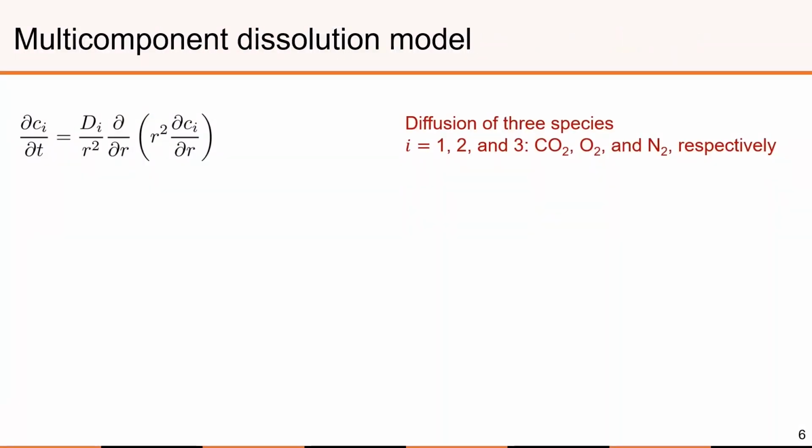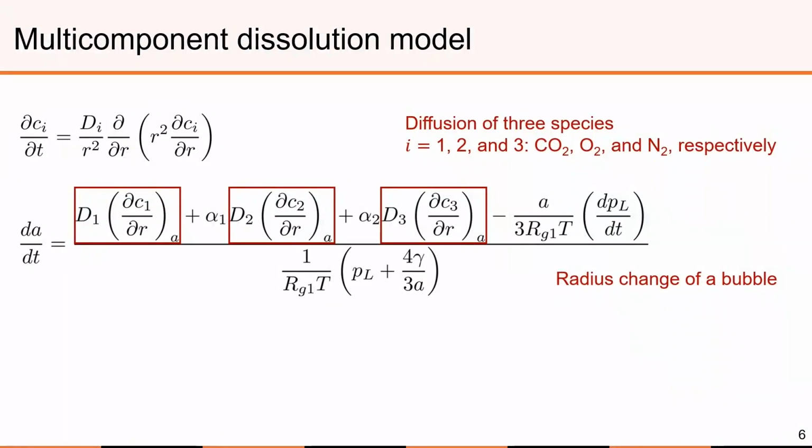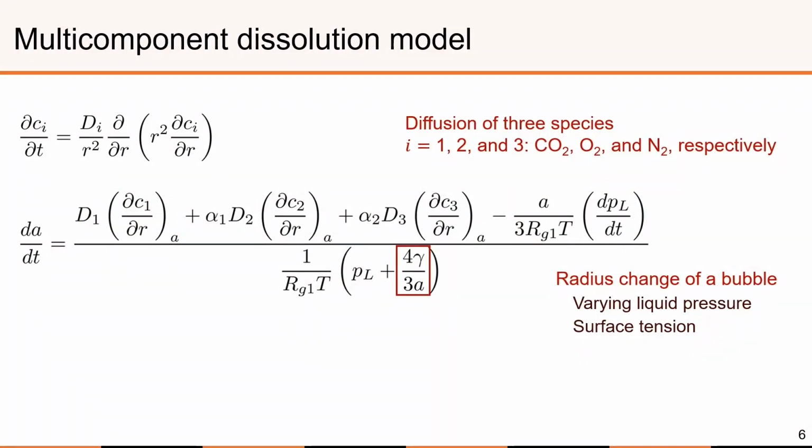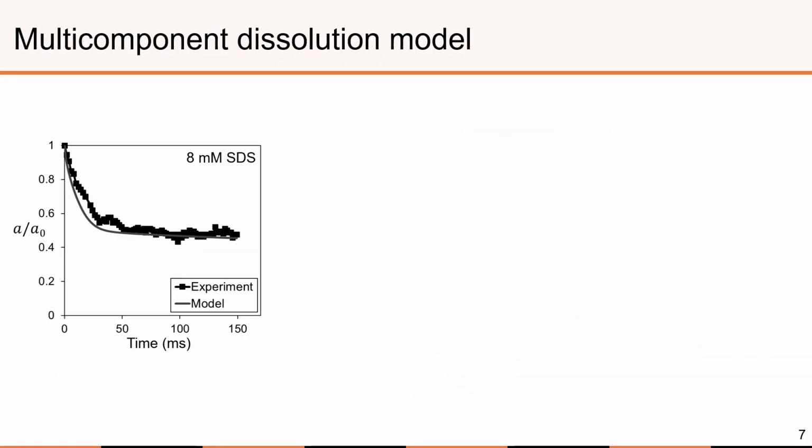We solve for radial diffusion of 3 gas components in the liquid phase to obtain the gas flux at the bubble interface. Such gas fluxes, as well as the liquid pressure and surface tension, have a coupled influence on the time change of radius of the bubble. The partial pressure of gas inside the bubble is connected with the boundary concentration of each gas component through Henry's law. The equations are solved with Mathematica, and the calculated radius is plotted versus time for 8 millimolar SDS condition. We obtain very nice fitting of the data without any free parameters used for calculation.